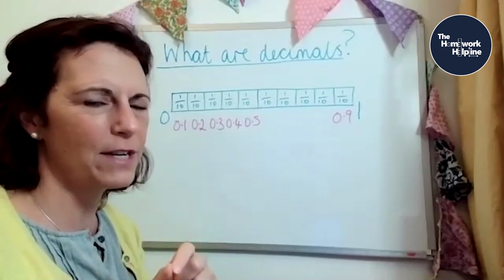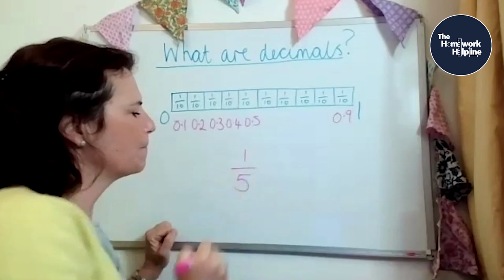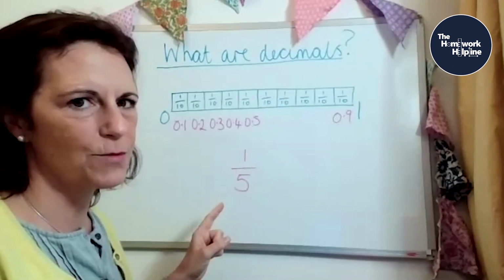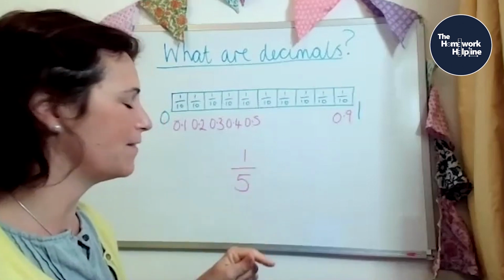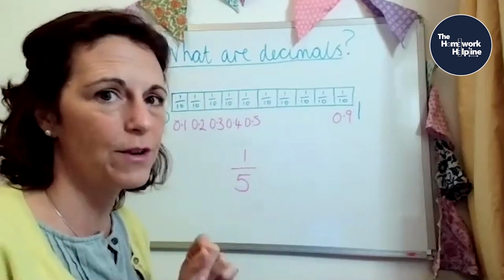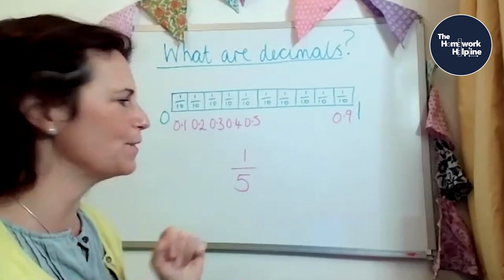But look, here's a little bit of an extension for you. What if I had 1/5? Would I be able to change that into decimals? Well, I can if I change it into tenths first using equivalent fractions. Have a little look at some of the other videos if you're not sure about equivalent fractions.